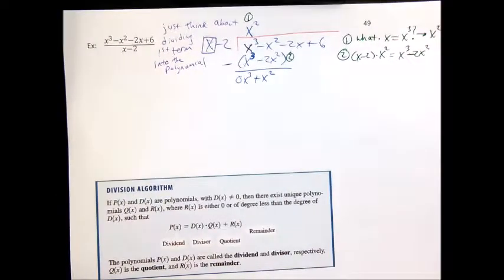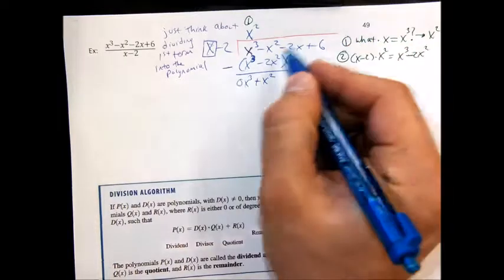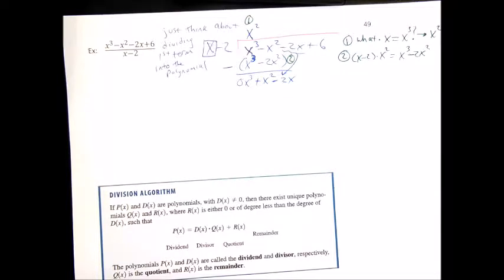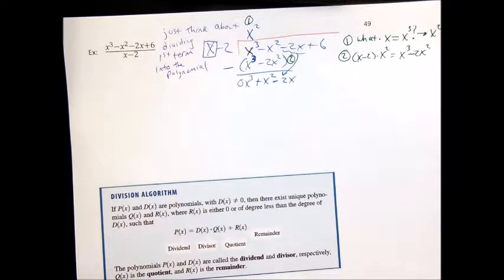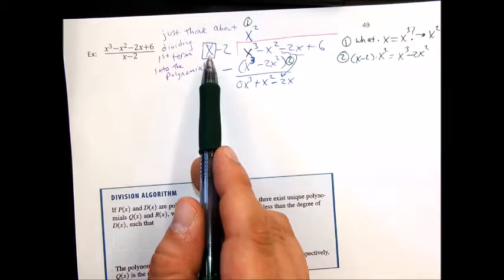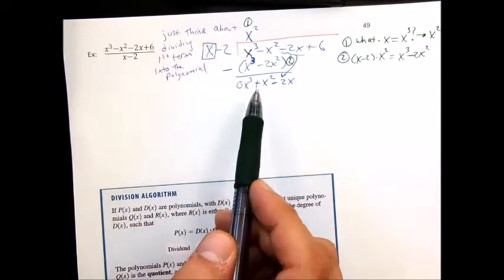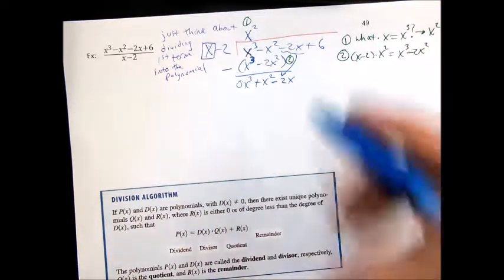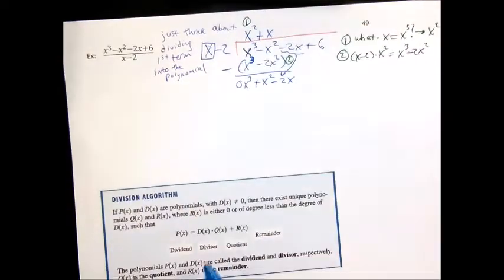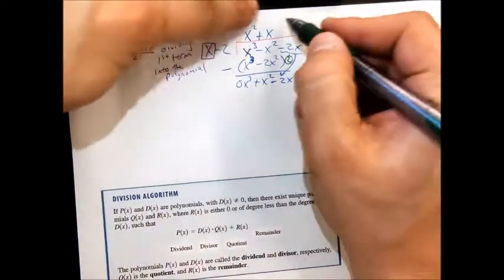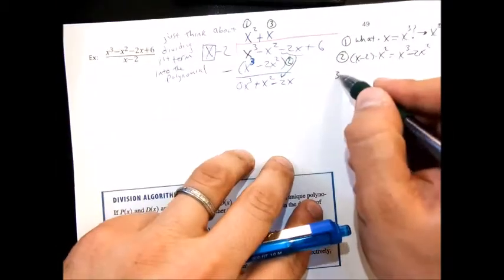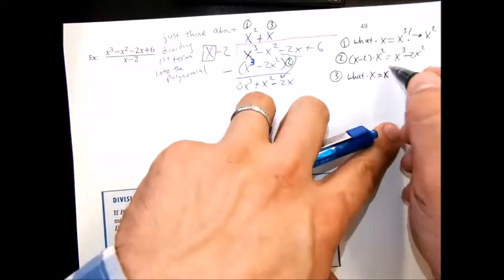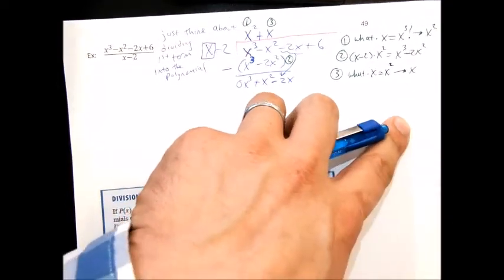Other questions? And then just like on the last page, we bring down the next thing. So we bring down this minus 2x next. And then we do the exact same thing again. We just focus on the x, and we say, what do I have to multiply x by in order to get x squared? So that's x, right? x times x is x squared. So I put a plus x in. And again, I will just note here how I got that. I got 3 because I thought about what times x would give me x squared. And the answer is x times x.